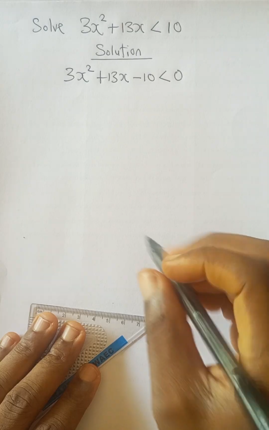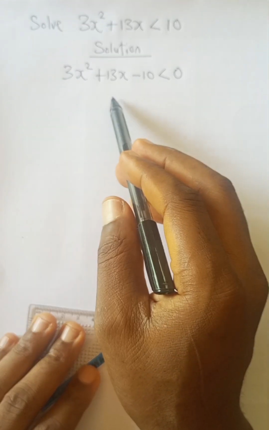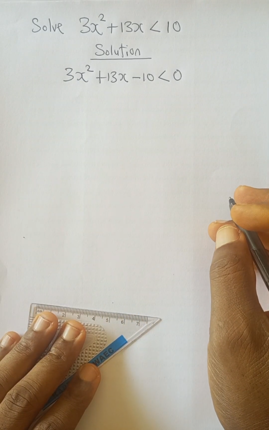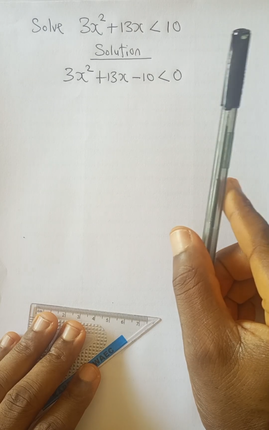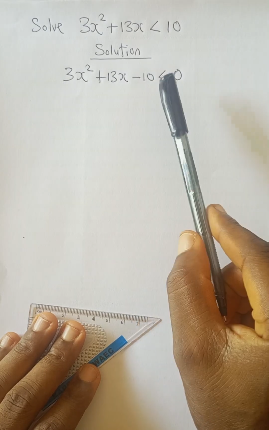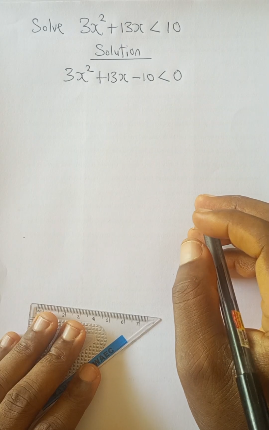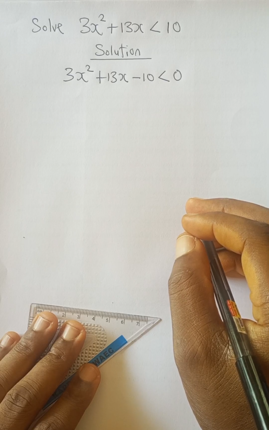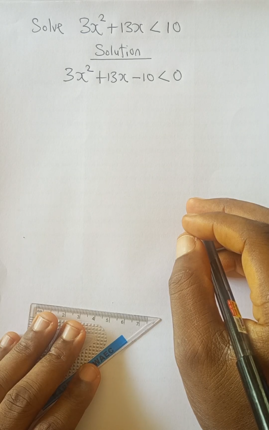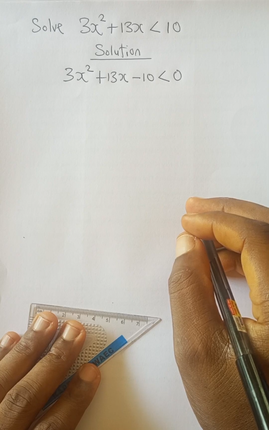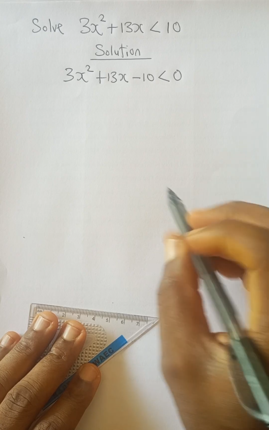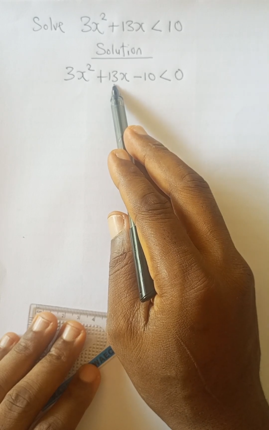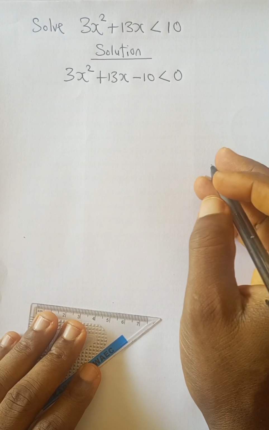So we'll look for two numbers that add to give us plus 13, and when multiplied give us 3 times minus 10, that is minus 30. If I'm not making a mistake, yes, minus 30. So what are the two numbers? 3 and 10 cannot give us plus 13 and minus 30. It has to be 15 and minus 2. 15 minus 2 will give us plus 13. 15 times minus 2 will give us minus 30.